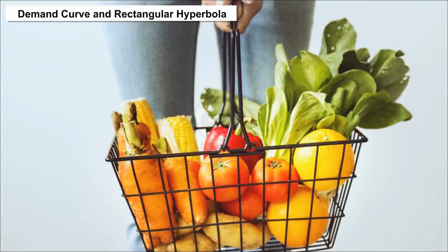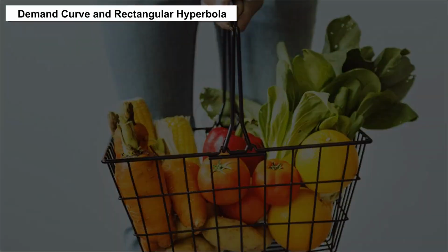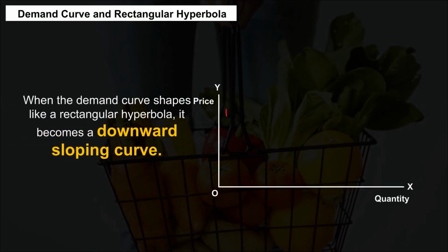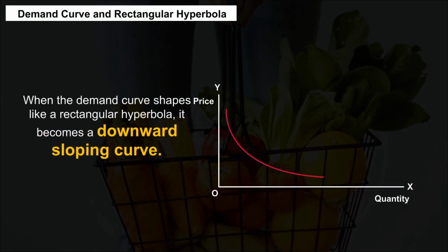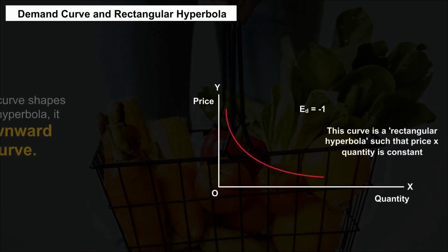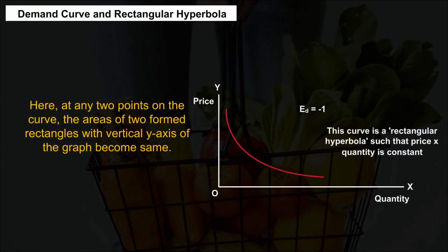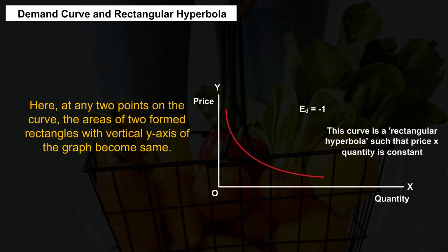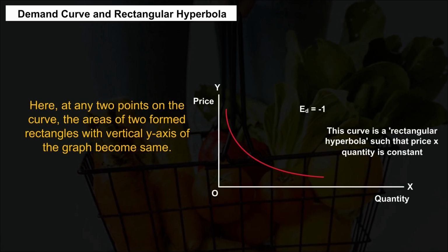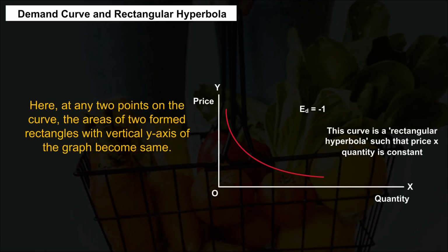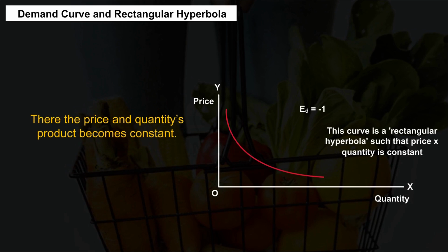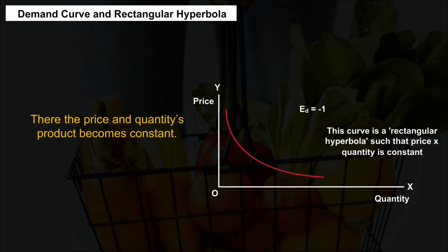Demand curve and rectangular hyperbola. When the demand curve is shaped like a rectangular hyperbola, it becomes a downward sloping curve. Here, at any two points on the curve, the areas of the two rectangles formed with the axes of the graph become the same. There the product of price and quantity is constant.